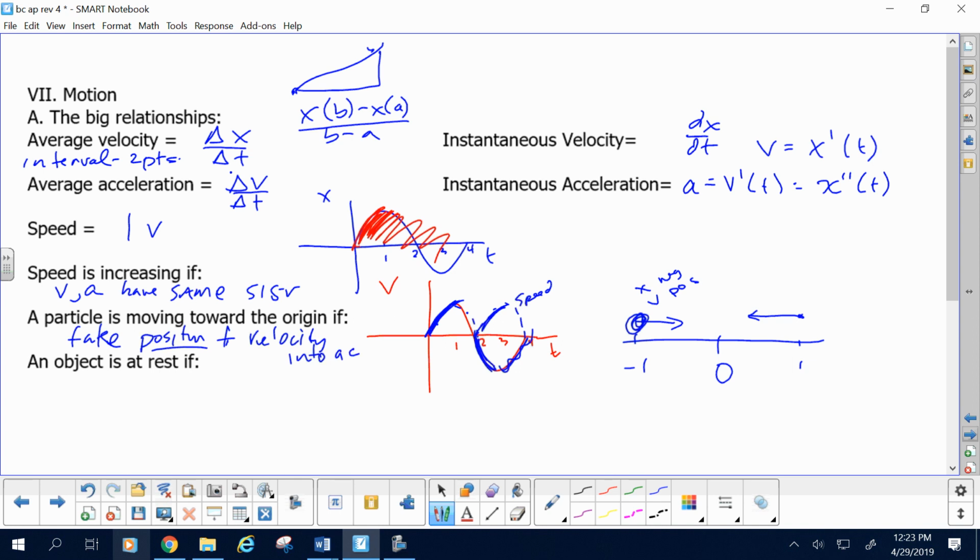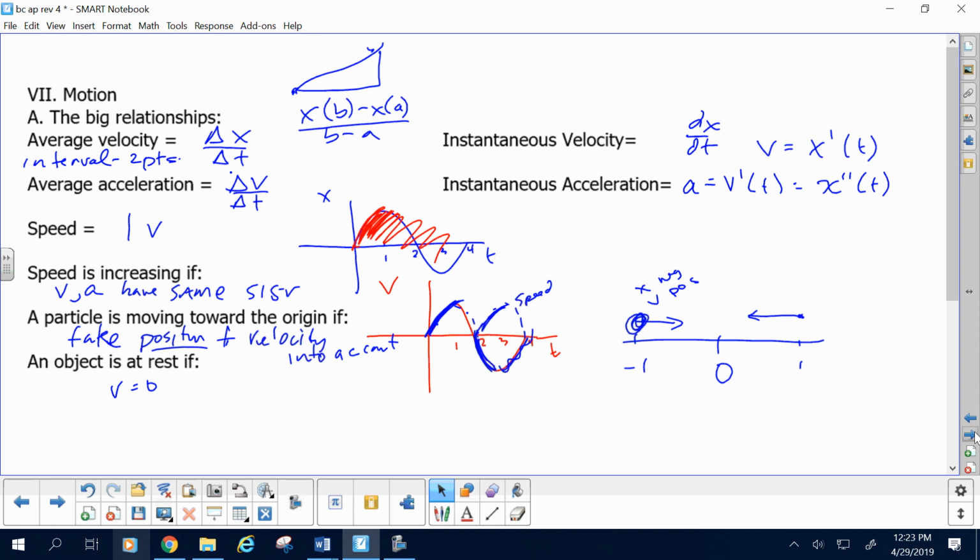Okay, and an object is at rest if velocity is zero. Don't confuse that with an object changing direction. Is that the same? An object's movement changes direction at velocity equals 0? Same thing? When does an object change direction of movement? When velocity changes sign. So you'd start by looking at 0, but then you'd ask, does it also change?